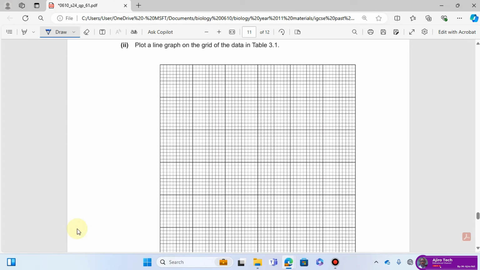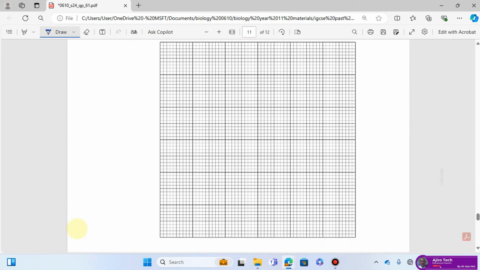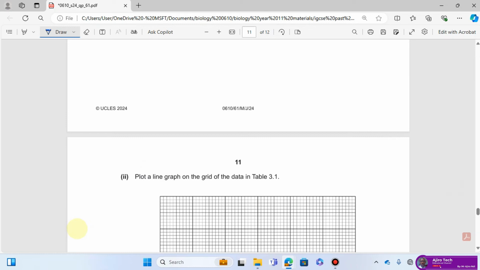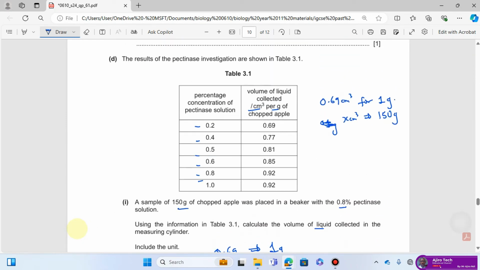Important thing about plotting a graph is that there are also things to note. They said plot a line graph on the grid of the data in 3.1. So we have to plot a graph of this. We need to know what your independent variable is. So this percentage, what was changed in the experiment, usually on the left, is your independent variable. And what you got out as your result is your dependent variable. So whenever you are plotting a graph, you have to be able to identify what your independent variable is and what your dependent variable is.